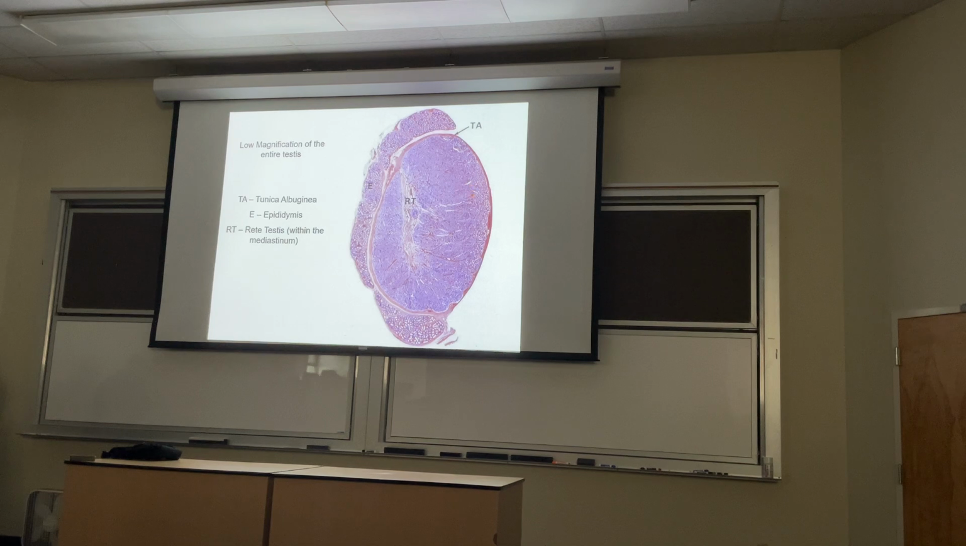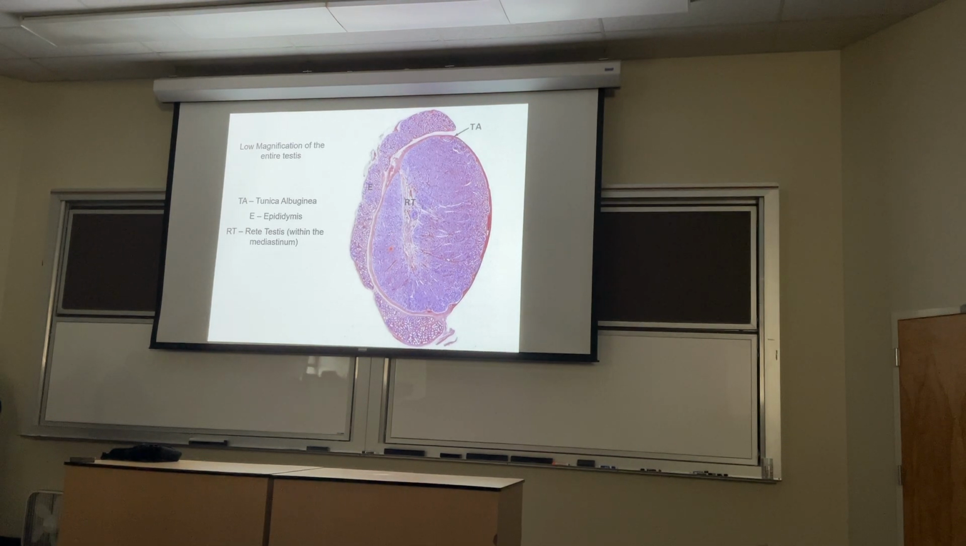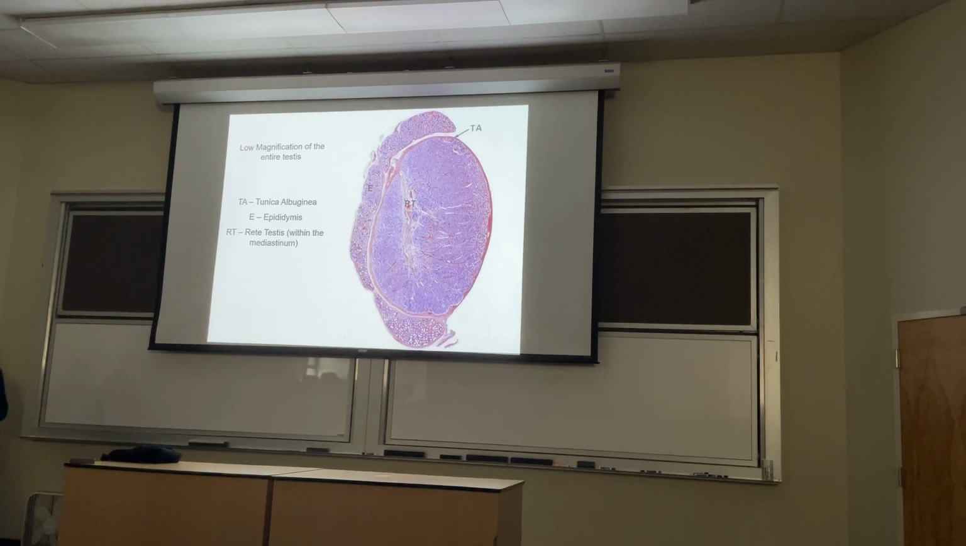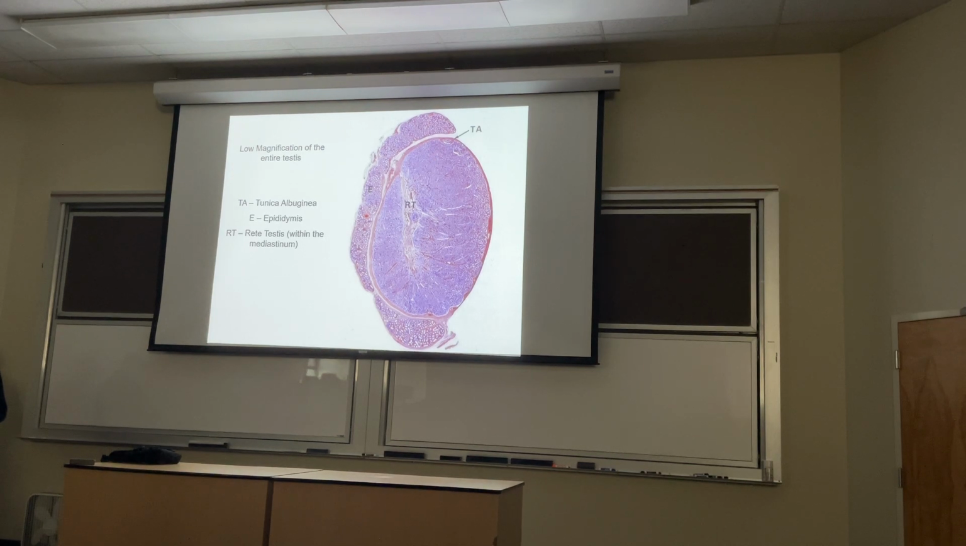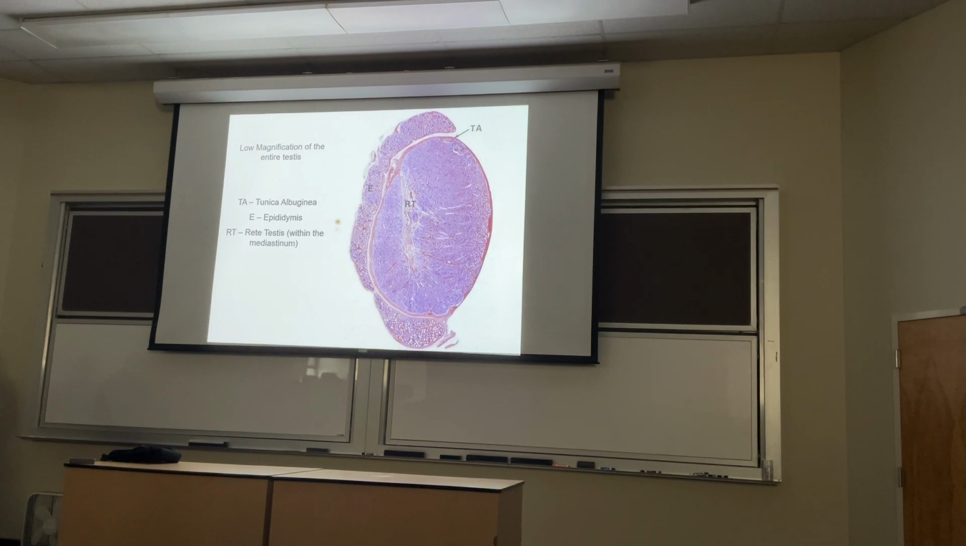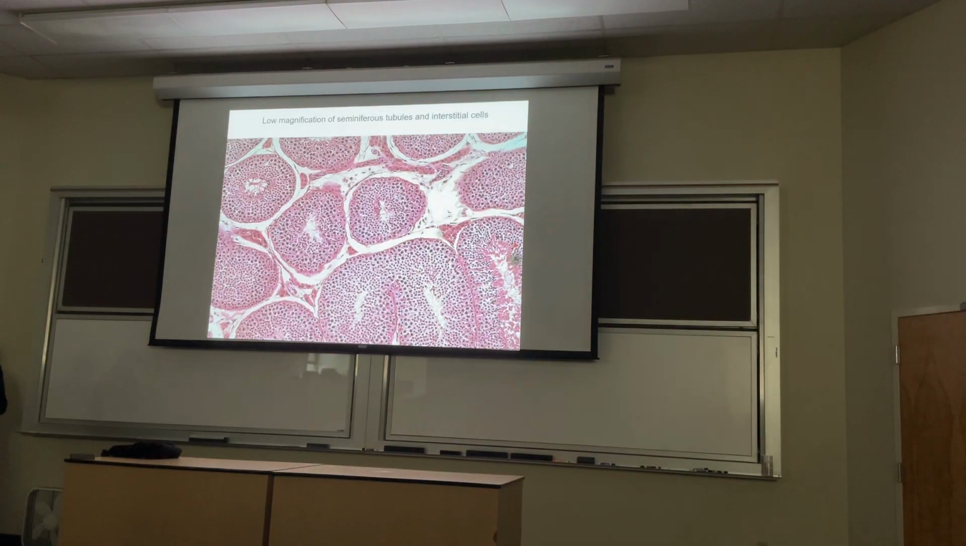Here we have the lobules and the seminiferous tubules. This area in the middle here, that I'm outlining with the laser pointer, this is the mediastinum, and housed within that we have the rete testes, that's what the RT is indicating. And then those will go to the straight ducts, which will go to the epididymis. Notice the epididymis is really entirely outside of the testes.